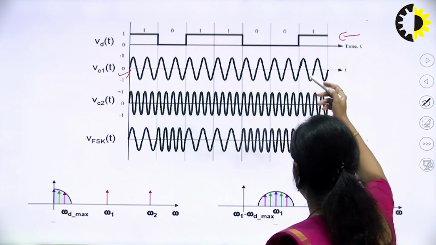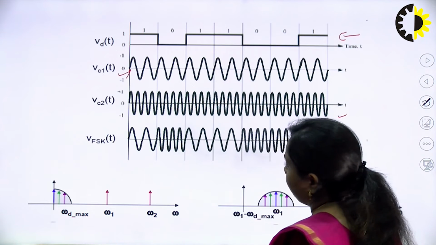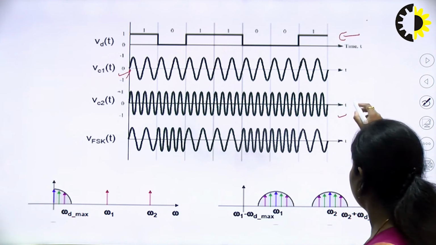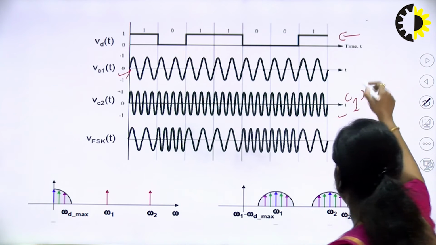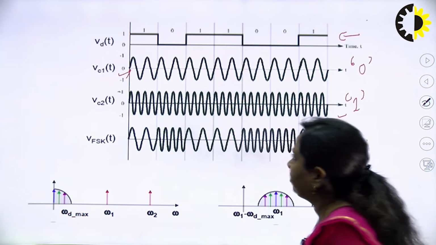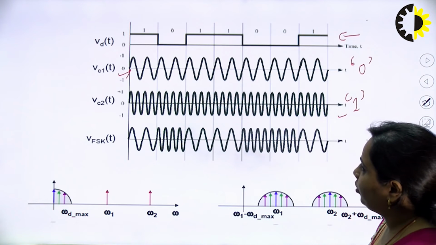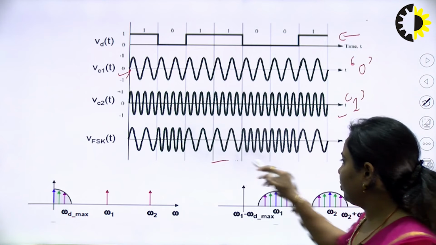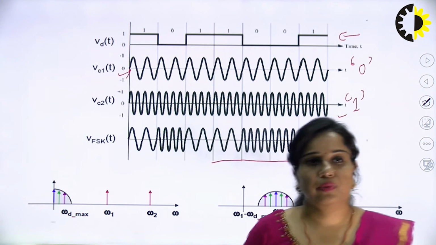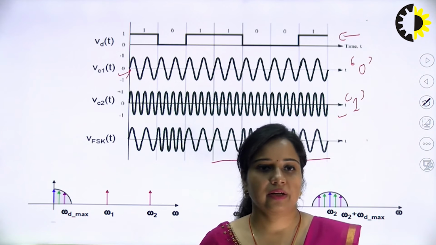Another, higher frequency will be considered for VC2(t). So you can see that for transmission of bit 1 we are having this, and for transmission of bit 0 we are considering VC1(t). When we superimpose this information, we get FSK. So how is this actually done? You can see that two different frequency carrier signals are there.